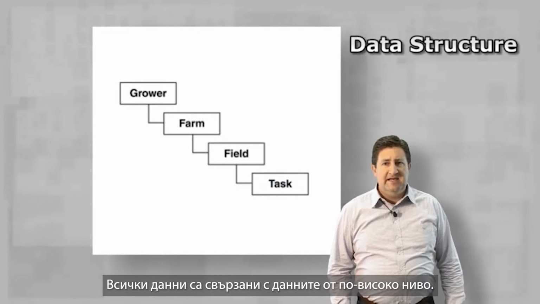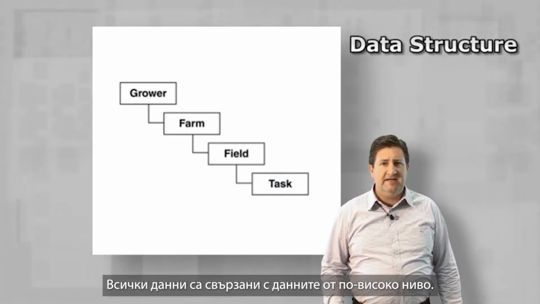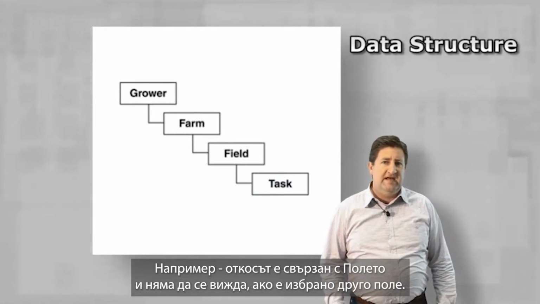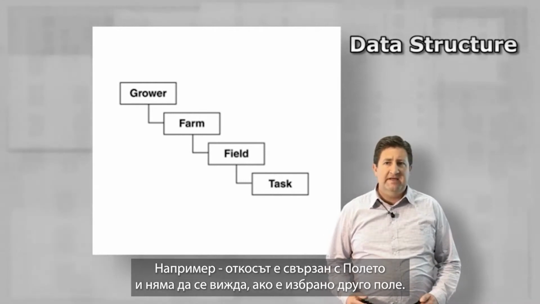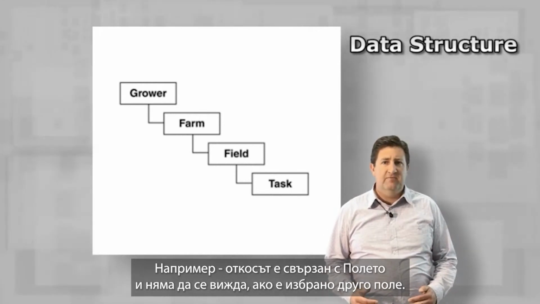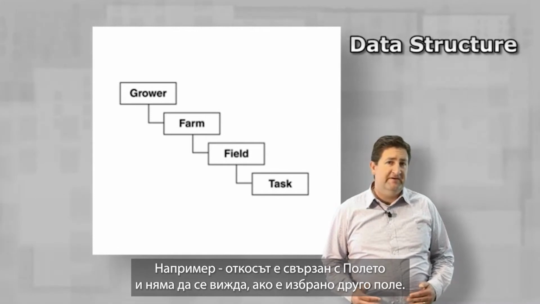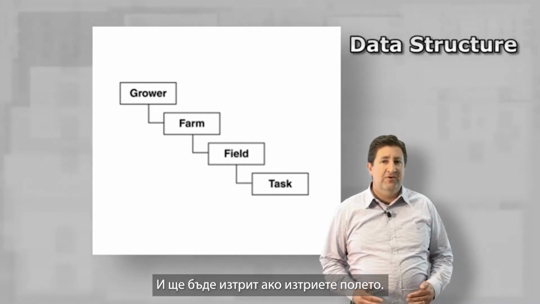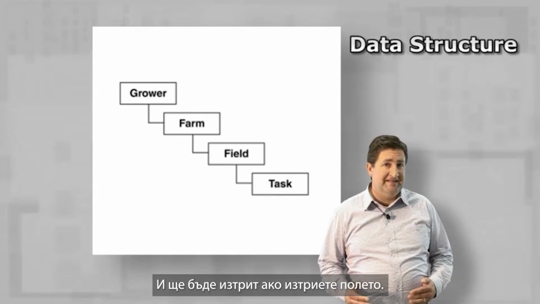This data is linked to the next higher data type. For example, a swath is linked to a field and will not be visible when another field is selected, and will also be deleted when I delete this field.